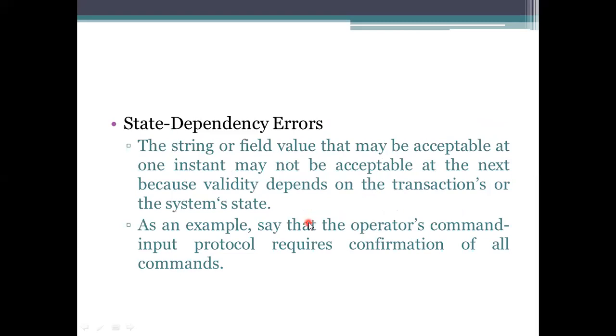The other one here is the state dependency errors. As I said in the previous class also, the string or the values we are providing should be acceptable at that state only. That means that by reaching that state, the input we are providing has to be accepted. If you try to give this input at another state, the state won't accept the input, and it won't process there, because it has been designed in such a way.